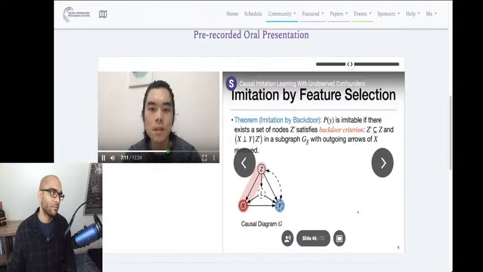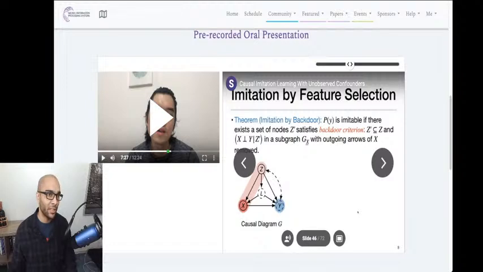The first condition is called imitation by backdoor. The theorem states the expert performance P of Y is imitable if there exists a set of nodes Z prime satisfying the backdoor criteria. All right, so that we have a backdoor from X to Y through Z. So this would be the backdoor here. And we observe Z, so presumably we can close the backdoor by conditioning on Z. So the backdoor criterion: Z prime in Z, and X is independent of Y given Z prime.